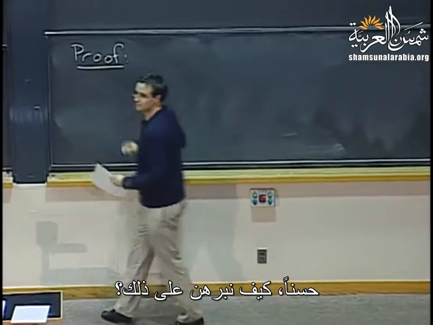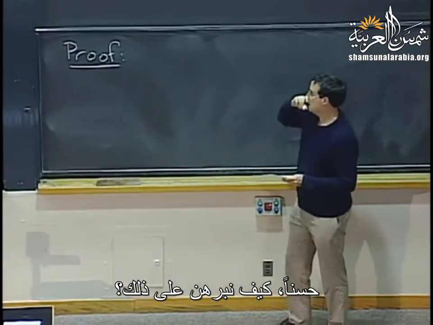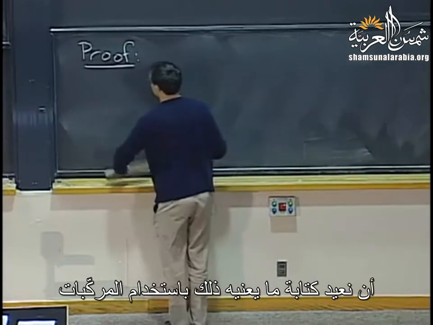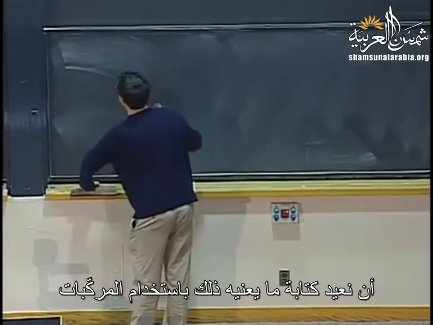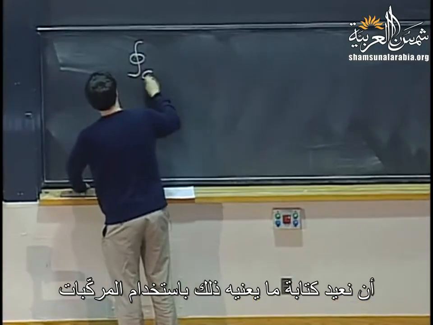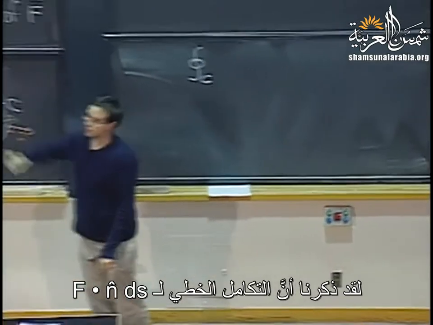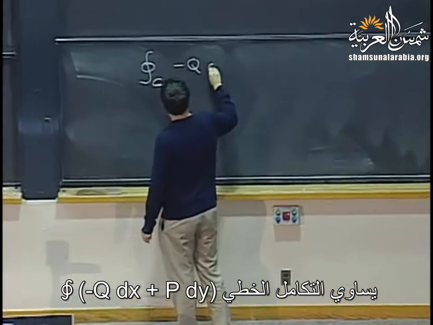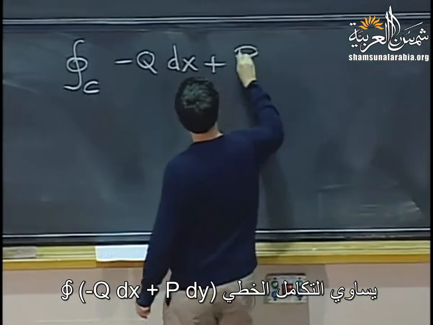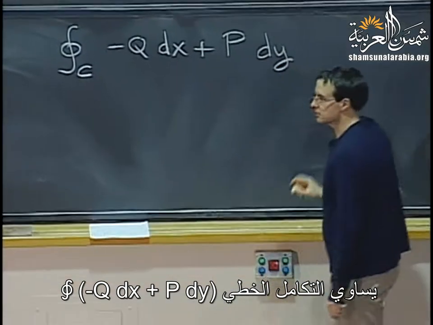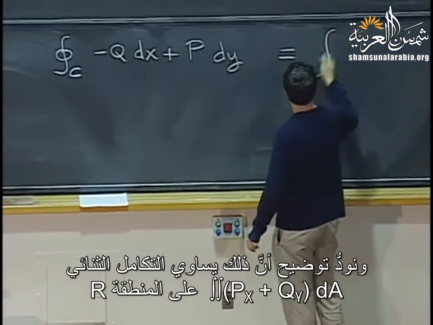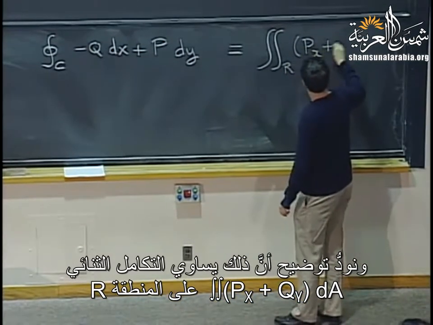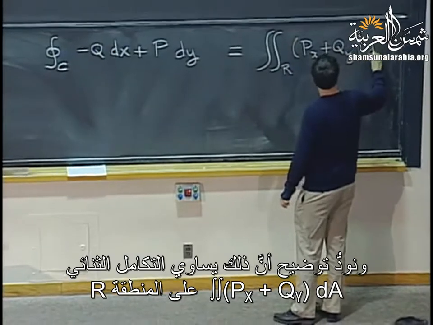So how do I prove it? Well, maybe it would help if first, before proving it, I rewrite what it means in components. So we said the line integral of f dot n ds is actually the line integral of negative q dx plus p dy. Right? And we want to show that this is equal to the double integral of p sub x plus q sub y dA.